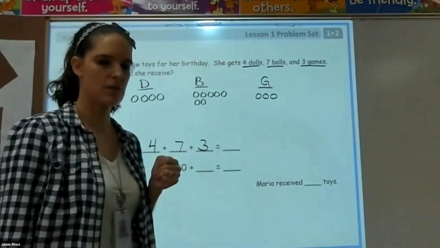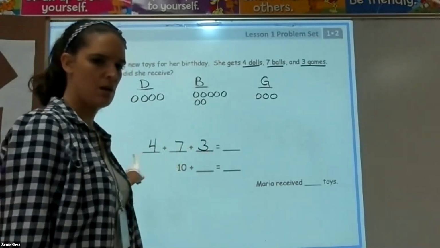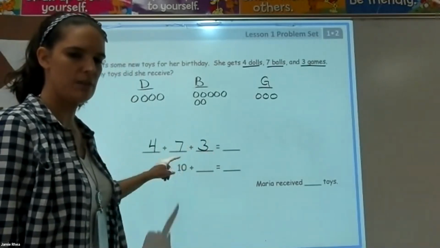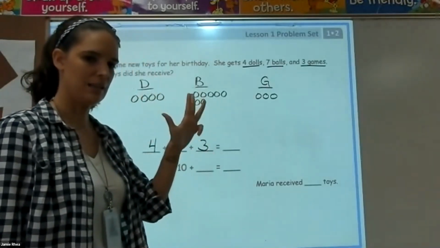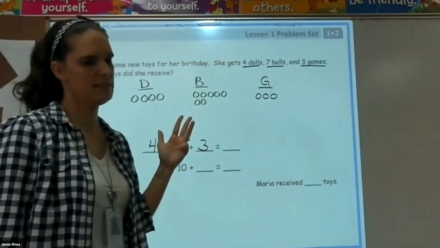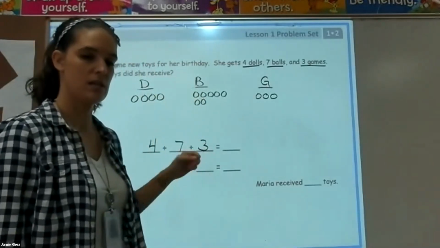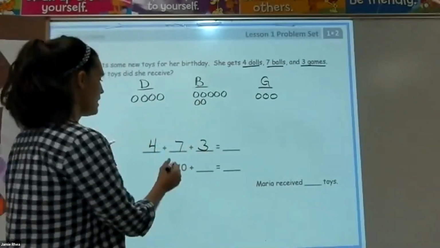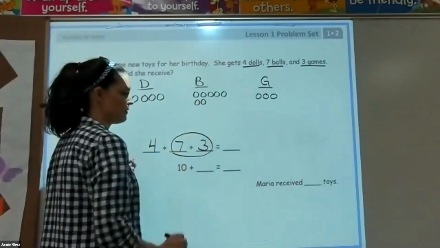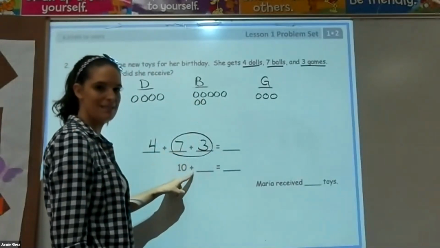Yeah. Which of these numbers can I add together to make 10? If you don't know off the top of your head, can you say, well, let's see what 4 and 7 is. I'm going to put the big number in my head. 7, 8, 9, 10, 11. That's not 10. Okay, let's try 7 and 3. 7, 8, 9, 10. 7 and 3. I'm going to circle my 7 and 3. 7 and 3 make 10.